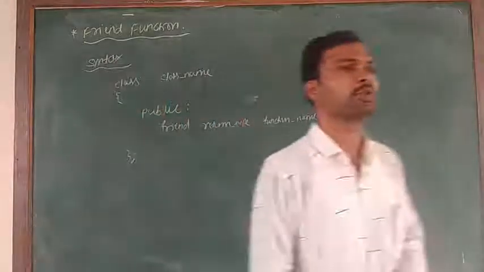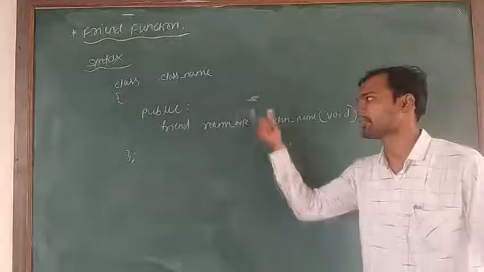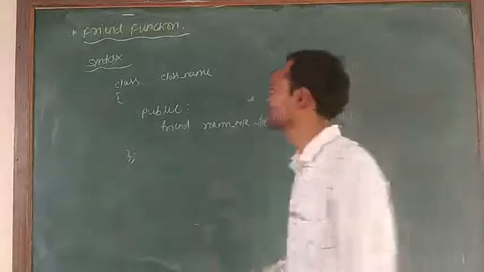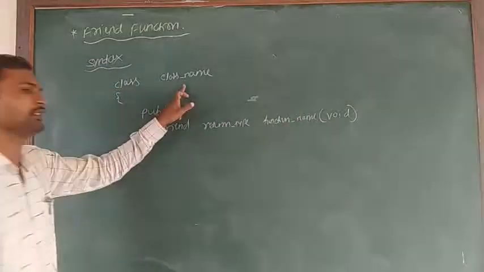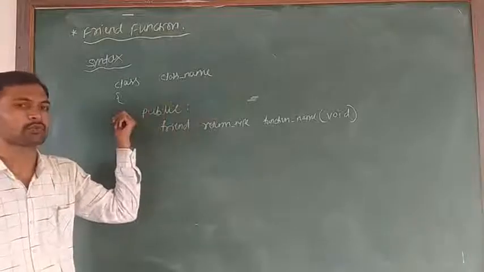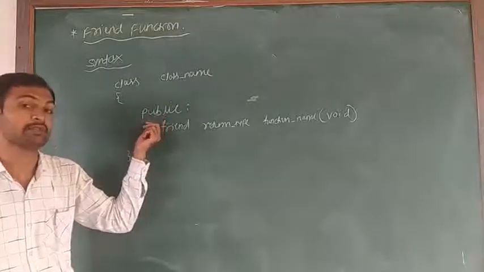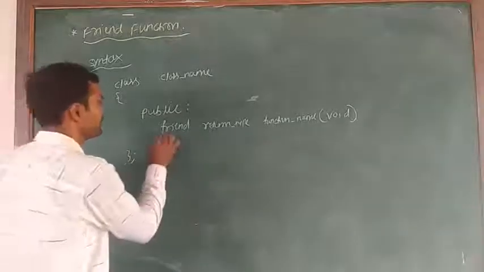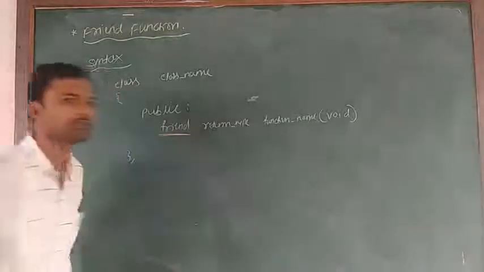The question may be asked for 1 or 2 marks: write a syntax for friend function. In that case, you have to write like this: class name. You can define any name, that depends upon you. Open this one. Public is the access specifier. Friend is a keyword. You have to use friend as a keyword.